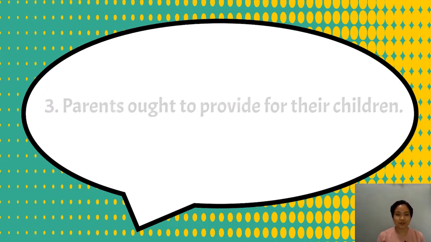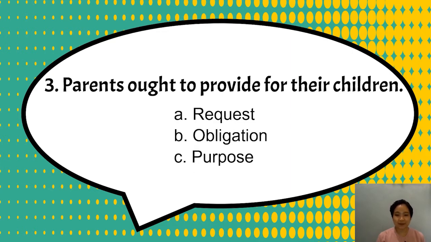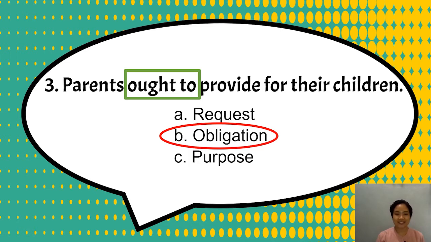Number 3. Parents ought to provide for their children. A. Request. B. Obligation. C. Purpose. The answer is obligation. The modal used is ought to.